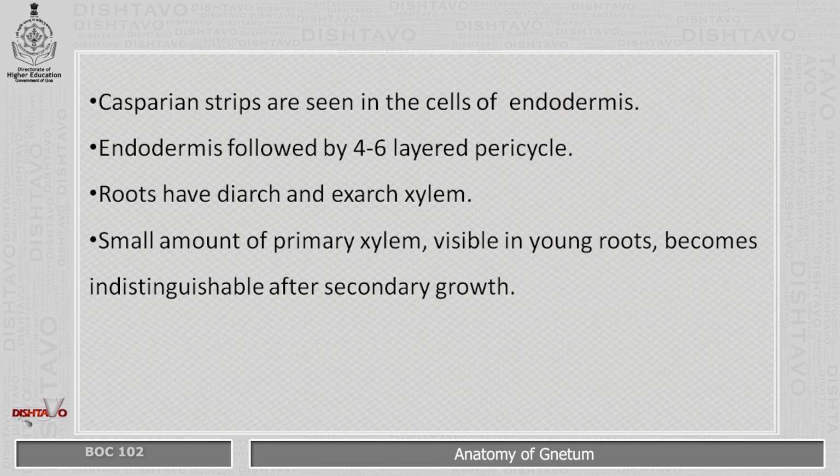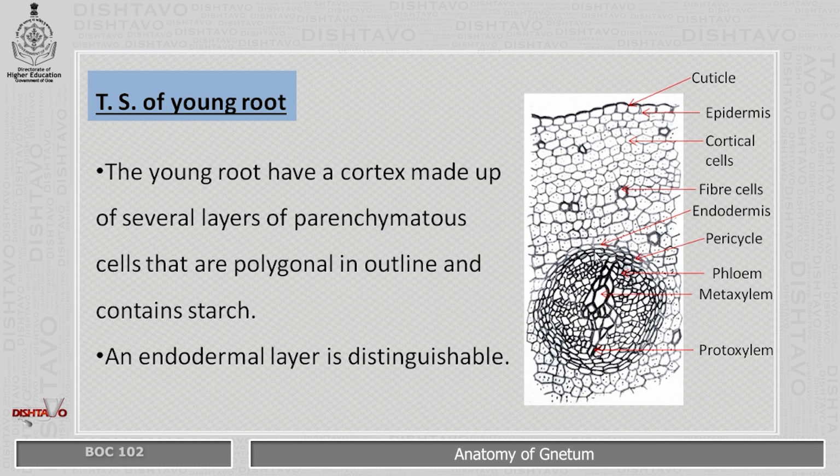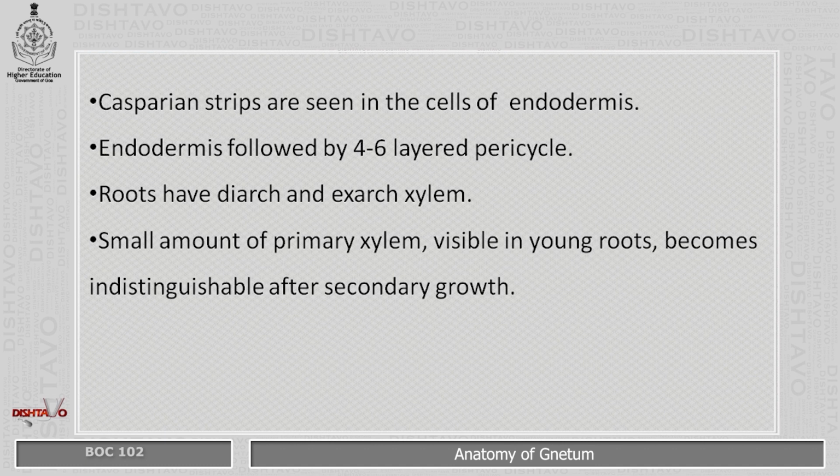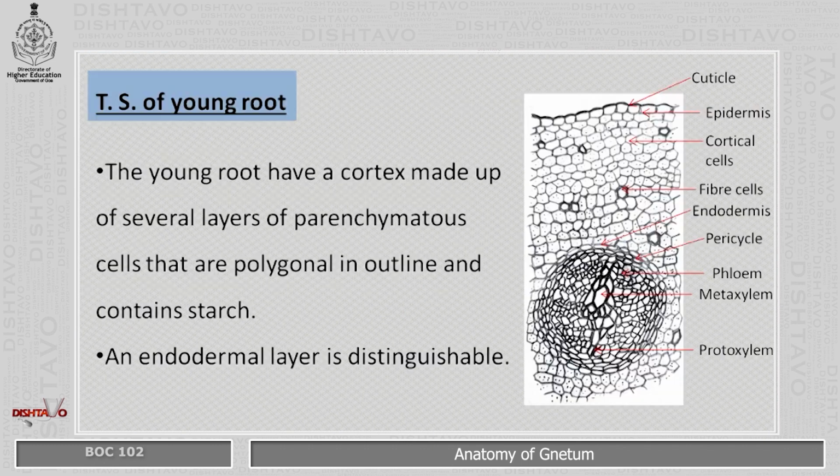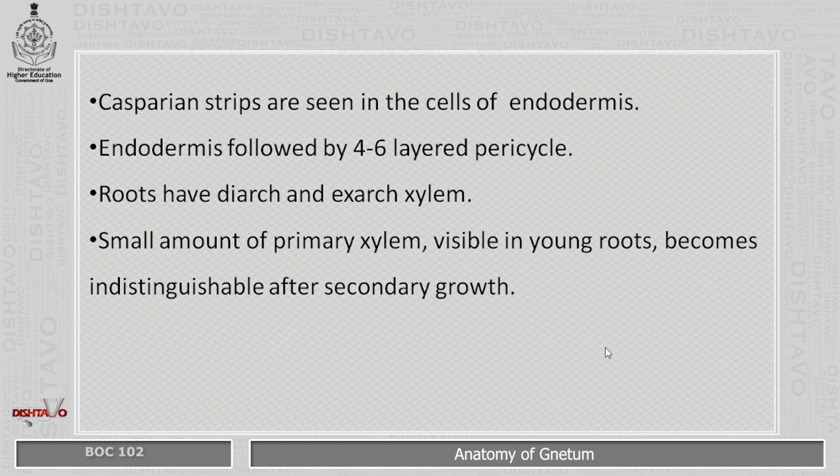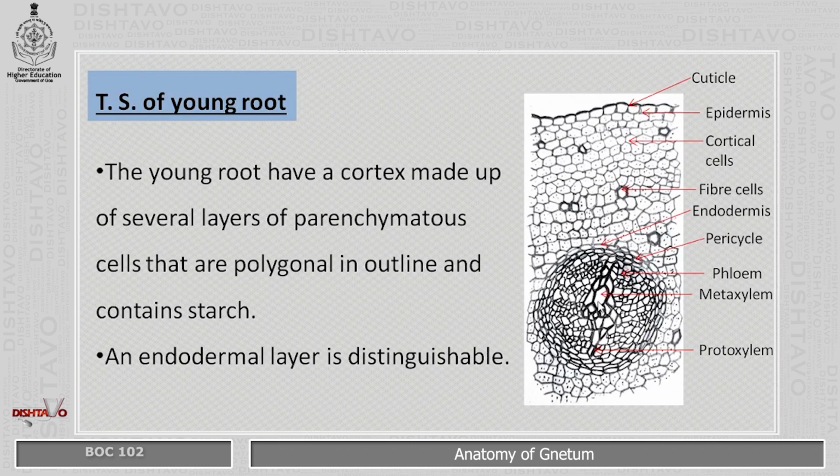Same thing which is given here, Casparian strips are seen in the cells of endodermis. Here we cannot see the Casparian strips as they have already formed into the endodermis. These Casparian strips help in the formation of endodermis. Next, the endodermis is followed by 4 to 6 layers of pericycle, which we had seen just now. Then the roots have diarch and exarch xylem, wherein diarch means there are 2 points of xylem which can be seen, and exarch xylem means metaxylem at the center and protoxylem towards the periphery.